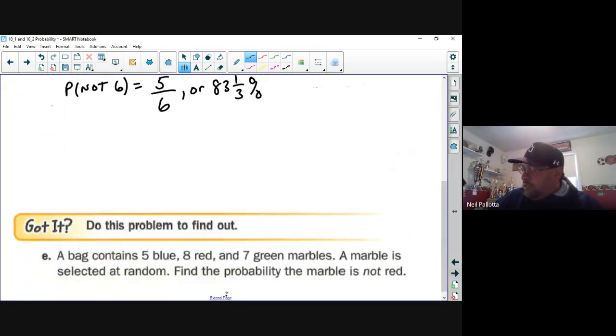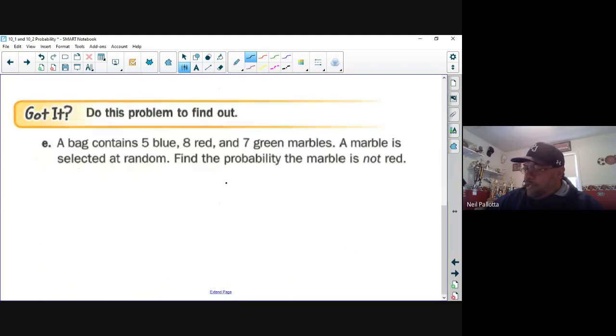Okay? Try another one down here. A bag contains 5 blue, 8 red, and 7 green marbles. A marble is selected at random. Find the probability the marble is not red. So we want the probability of not red. That's what we're looking for.